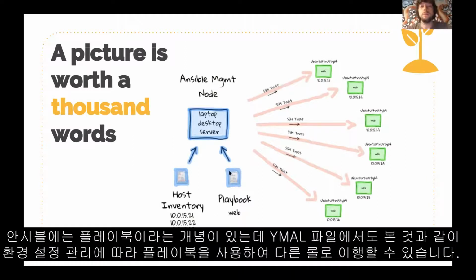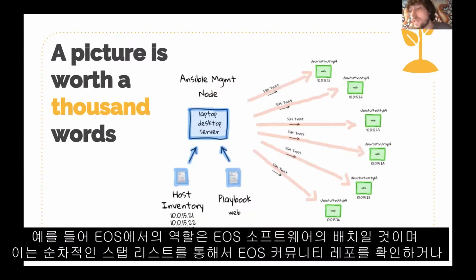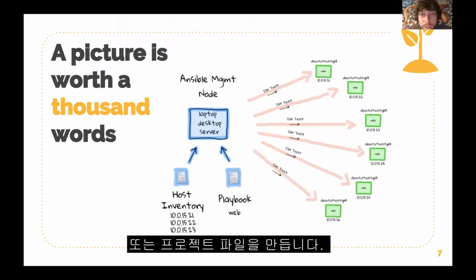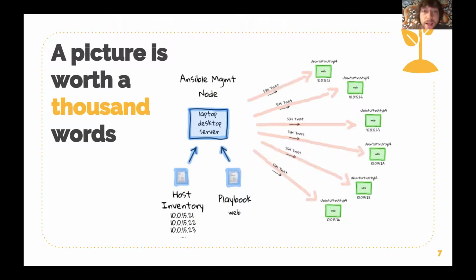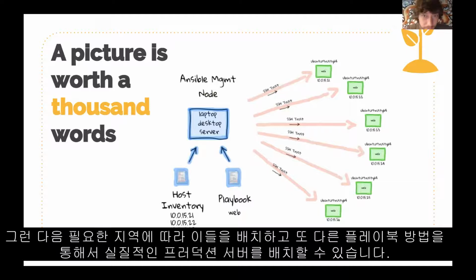Ansible has this concept of playbooks. So where we saw that YAML file before, you would use playbooks to perform different roles throughout your configuration management. So a role for EOS may be deploy the EOS software, and it would go through a sequential list of steps that would check out the EOS community repo. It would build the project files, and then it would deploy them to the relevant locations.